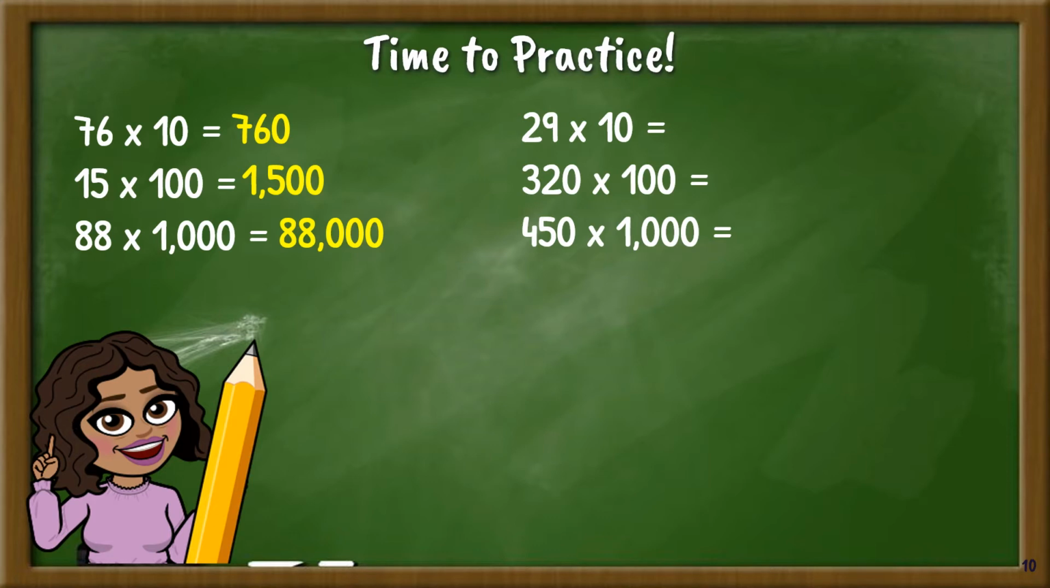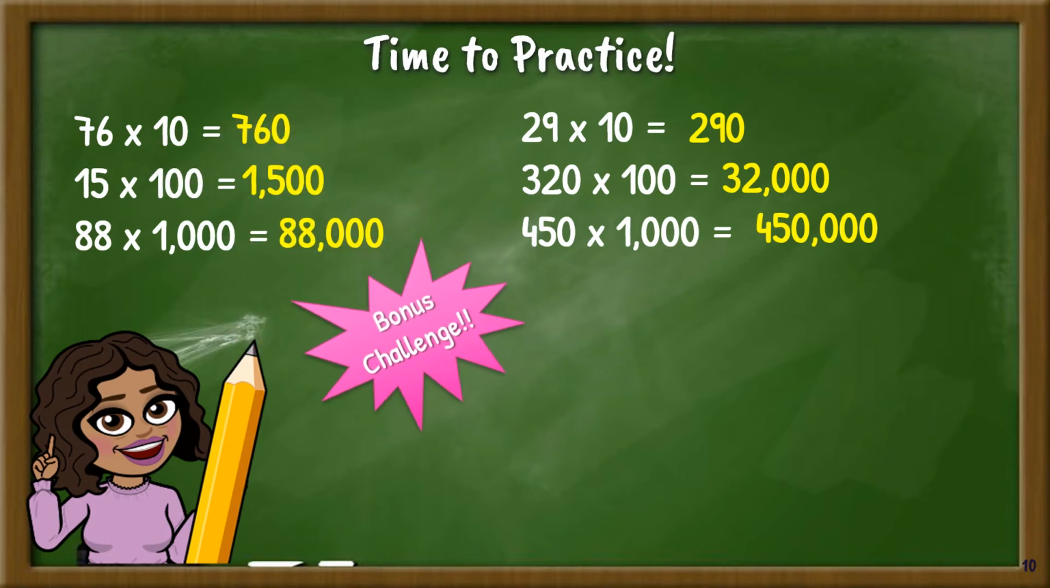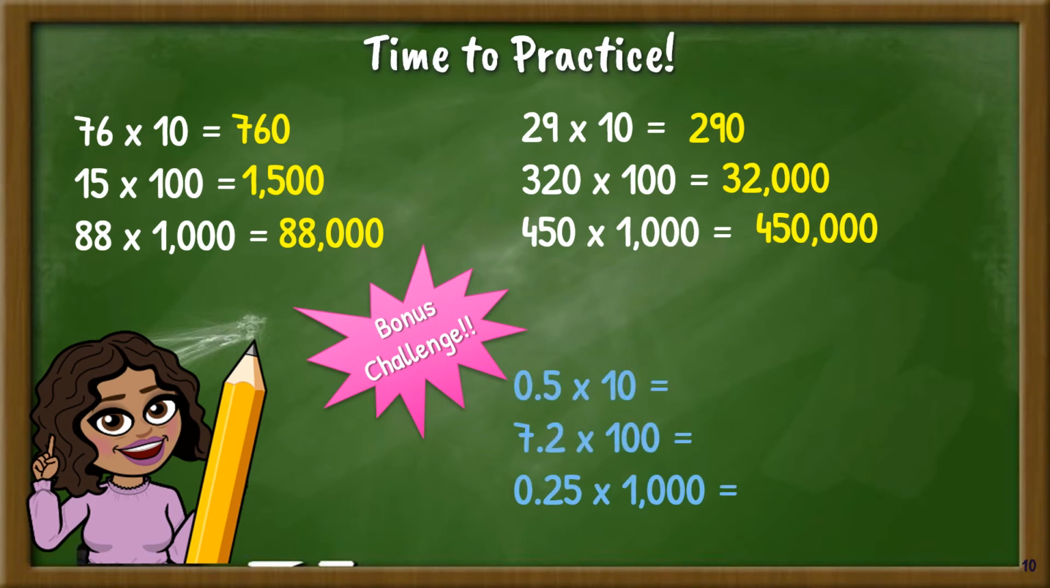Can you try some on your own? Okay, here we go. 29 times 10. That's right, 290. 320 times 100. Awesome work! 32,000. 450 times 1,000. You are super smart. 450,000. Great job.